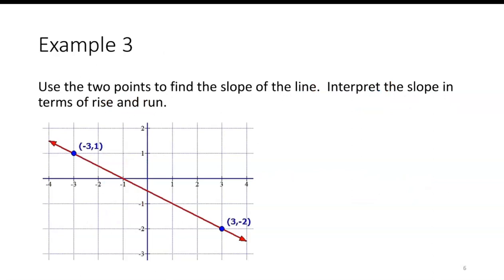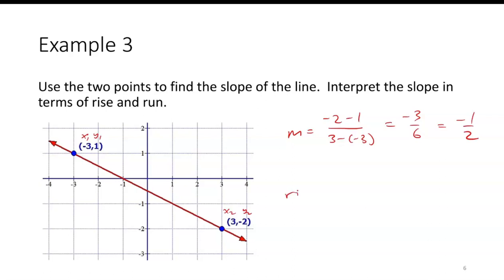Alright, so let's use these points to find the slope of the line and then interpret the slope in terms of rise and run. It doesn't matter which one you choose, but let's say that this first point is x1, y1, and the second point is x2, y2. So the slope is going to be y2, which would be negative 2 minus 1, over 3 minus negative 3. That becomes negative 3 over 6, which is negative 1/2.